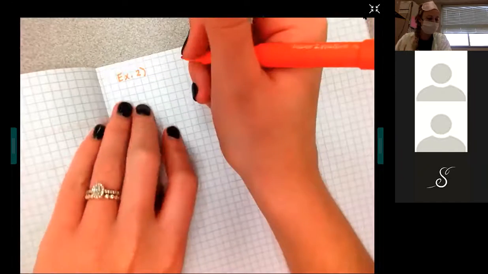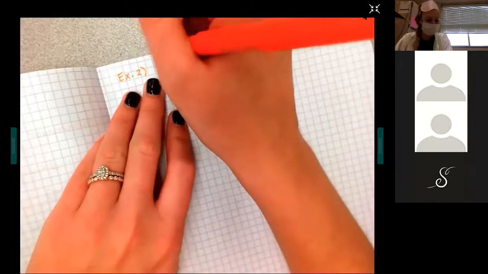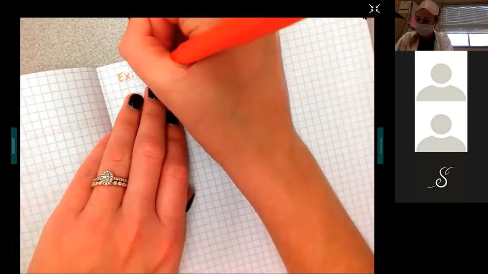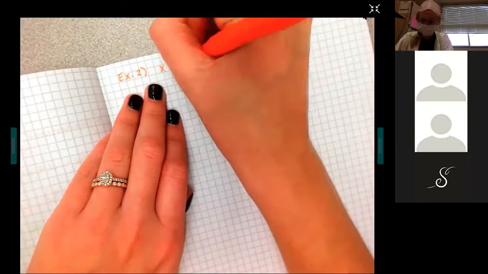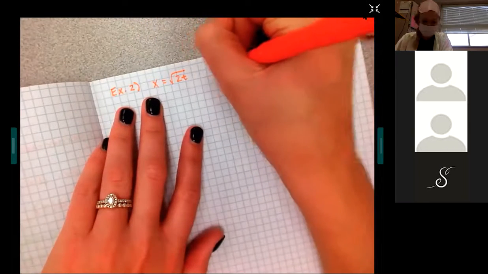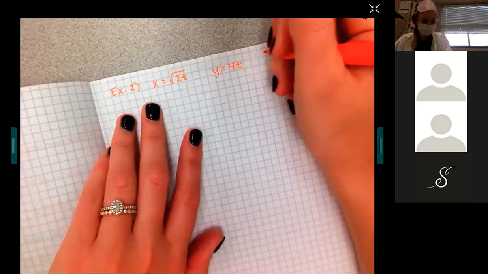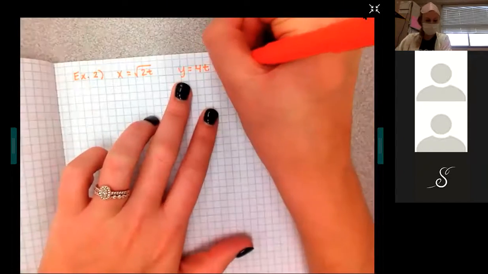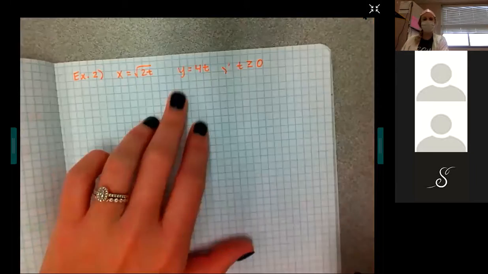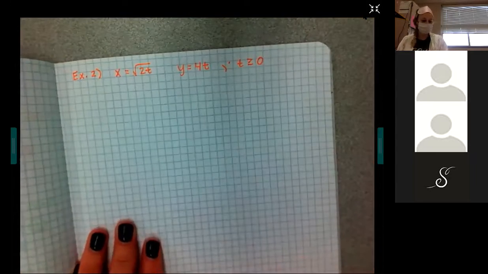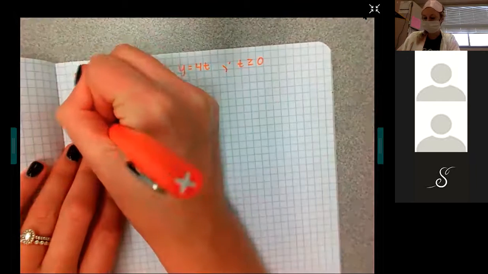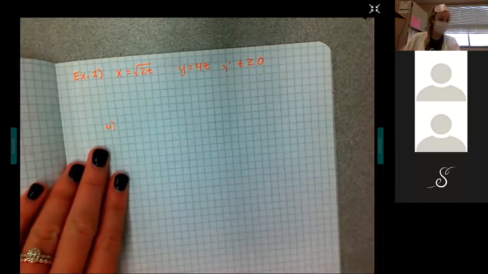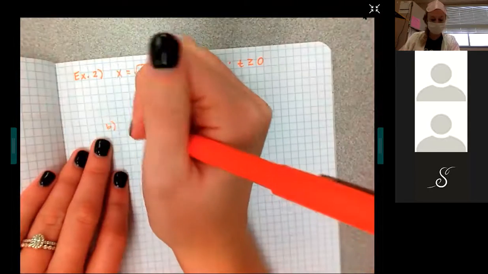Same directions as before. So I want you to find the rectangular equation, but then I'm gonna give you some questions for it, okay? So x equals square root of 2t. Y equals 4t. And they're telling you t has to be greater than or equal to 0, which doesn't matter. So no one freak out about it. That just means we're only looking at the positive part of the graph, right? Okay. Every year I have somebody freak out about that. All right.